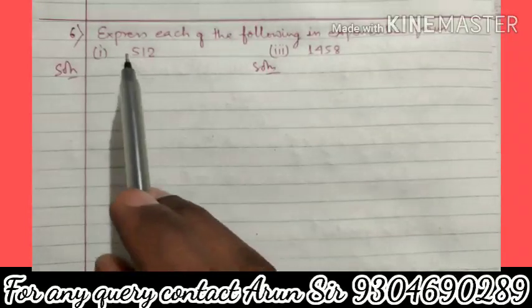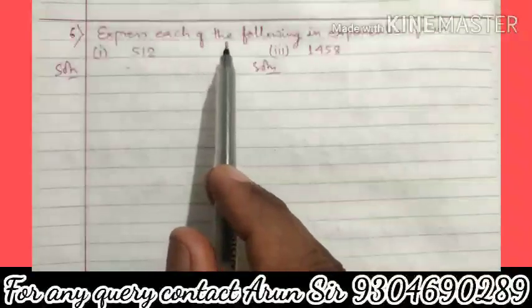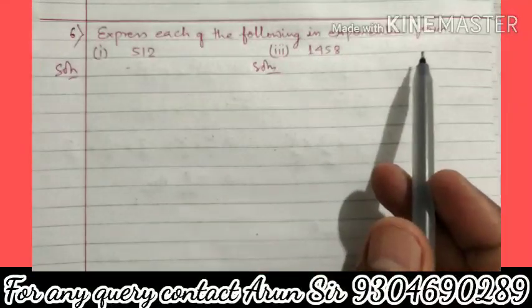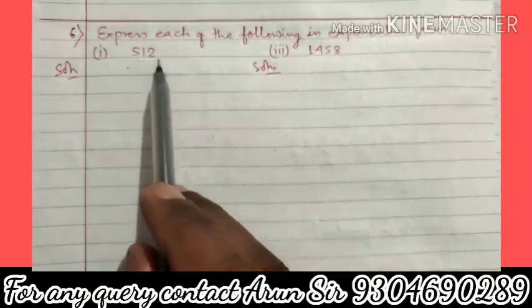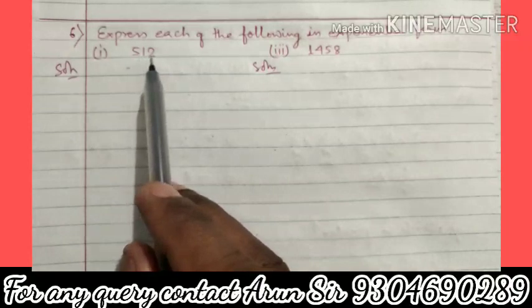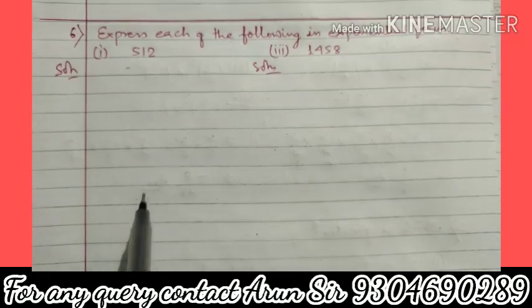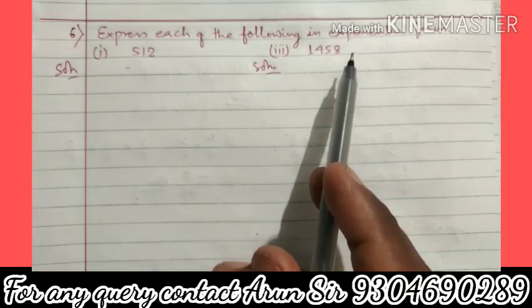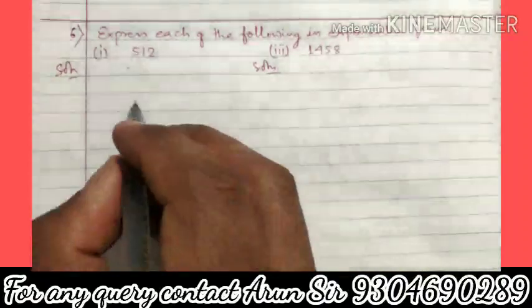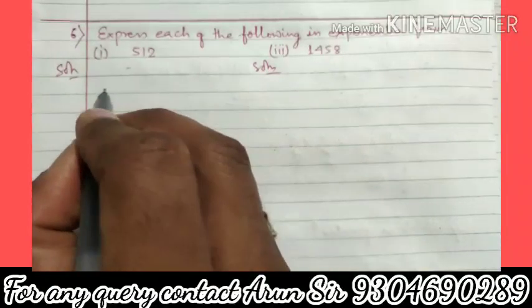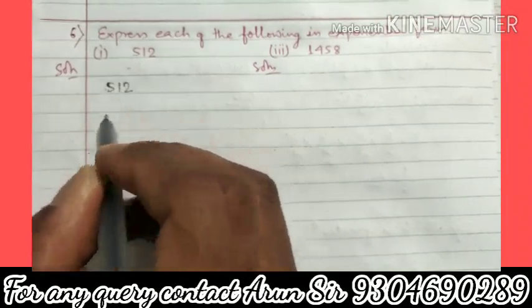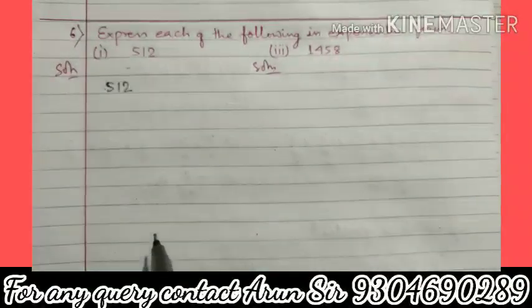Next question, question number 6 is saying express each of the following in exponential form. Here value is given and we have to express this question into exponential form. In the earlier question, the question were given in exponential form. What we were doing in that case, we were simply multiplying, but to convert it into exponential form, we will here factorize. First question is given 512. 512 we have to write in exponents.